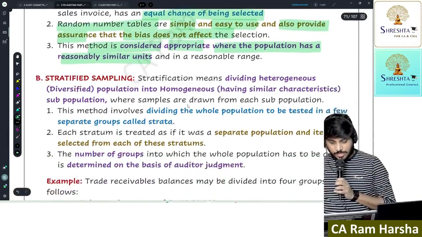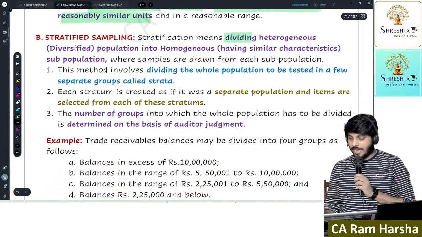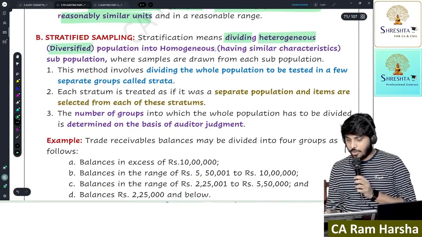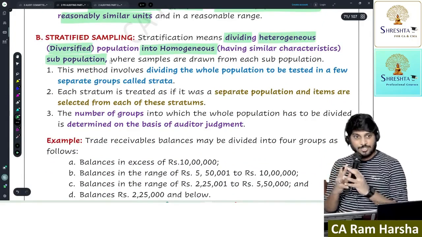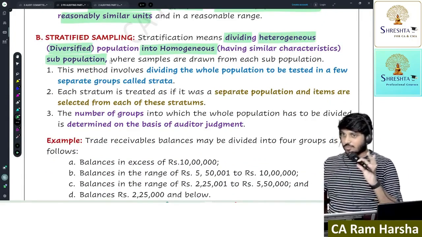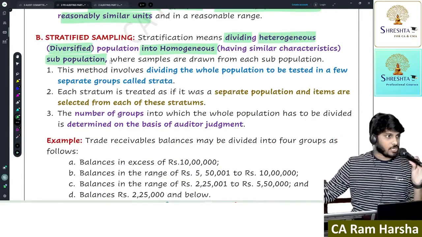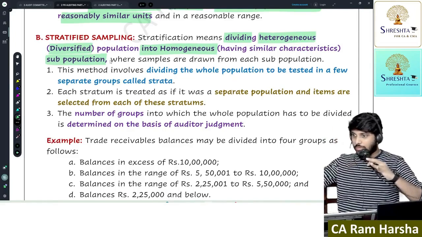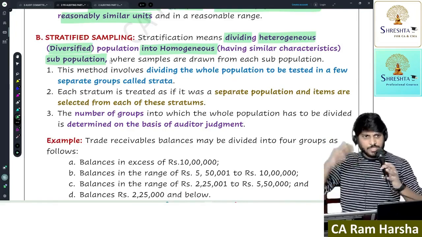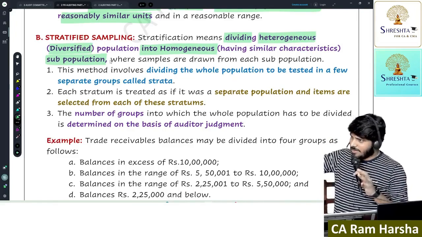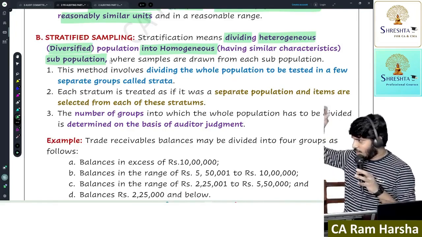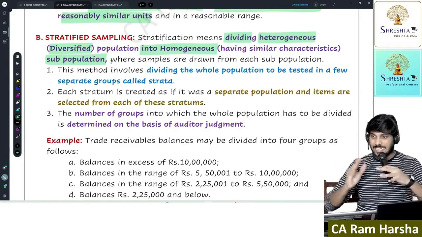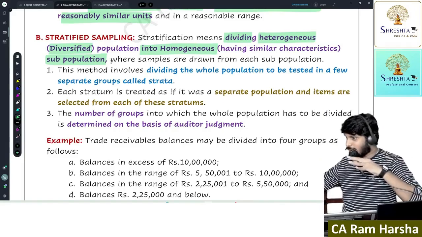So what is stratified? It means dividing heterogeneous, diversified into homogeneous populations. Yes or no? Now in our example, 12 rupees to 4,700 is the total population. We divided that into three categories: high value, middle value, low value. Now within low value, all items are similar. Within medium value, all items are similar. High value, all items are similar. That's what. So splitting heterogeneous population into homogeneous population.